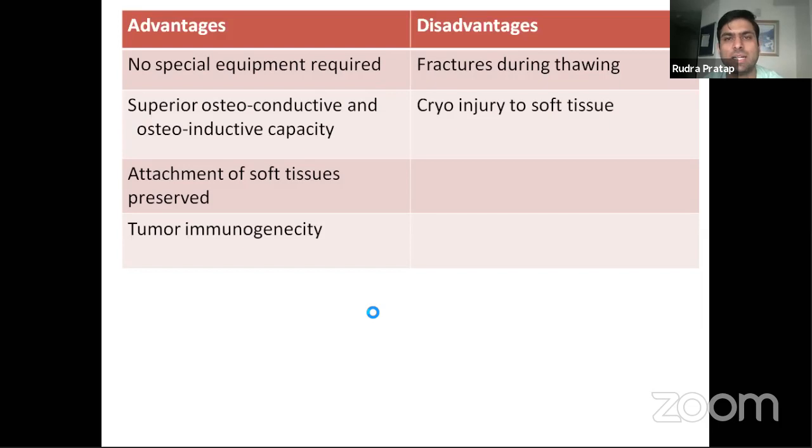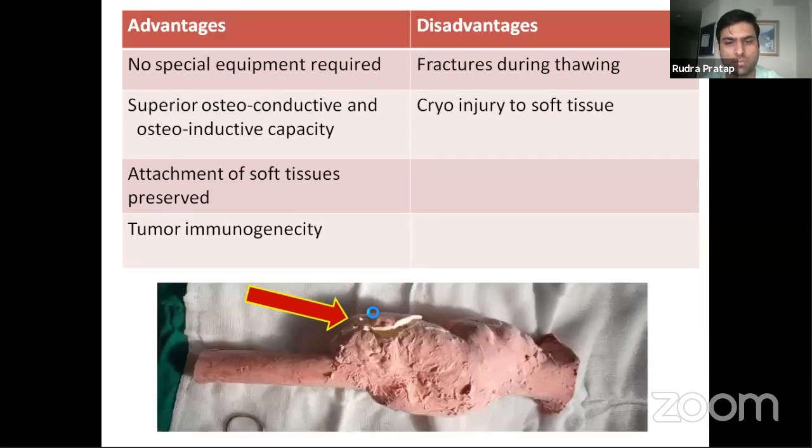A disadvantage of this procedure is that there can be a fracture during thawing, and there can also be injury to the surrounding soft tissue because of the liquid nitrogen. They may show a fracture in the soft tissue component of the tumor while thawing of the specimen.